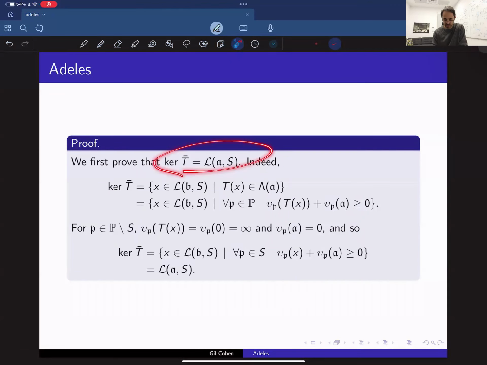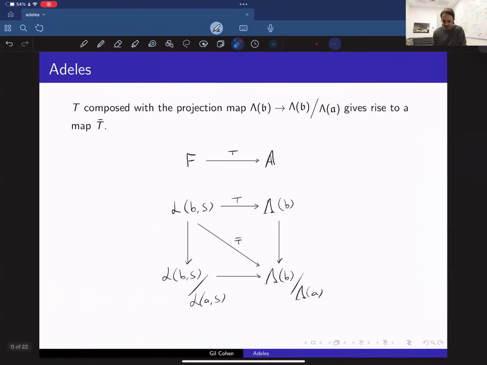Okay, so let's start with the kernel. So what is in the kernel of T bar? So right, these are all the elements that T maps to lambda A. Because if you look backwards, an element x is going to be in the kernel if T bar of X is zero, but the zero in this space is this coset, so it's essentially the same thing as saying that T of X is in lambda A.